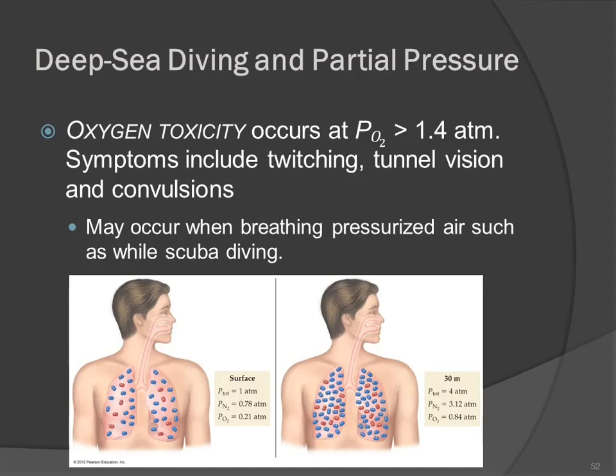So you need pressurized air. Down at about 30 meters, you need a pressure of 4 atmospheres to be able to breathe. If you're breathing compressed air, now the partial pressure of the oxygen is 0.84 atmospheres. So you're getting a lot more oxygen. If you continue to go down, the pressure regulator on the scuba equipment controls that pressure for you.